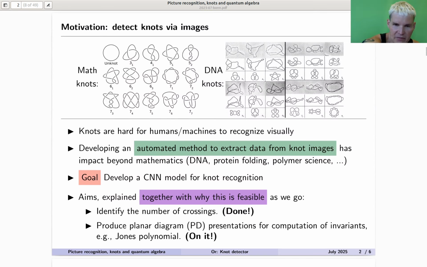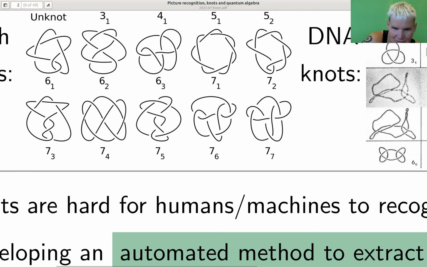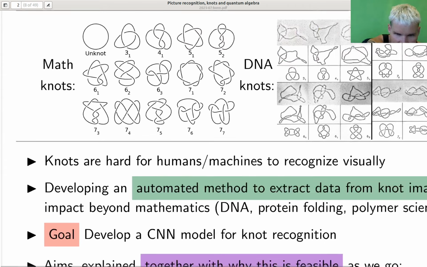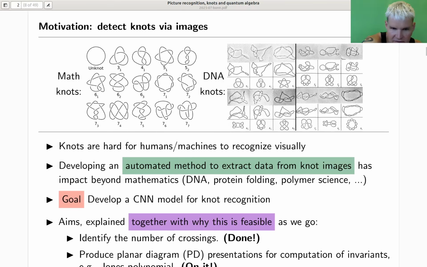So here, my motivation on one slide. Here are the mass knots. Let's zoom into the mass knots. And I mean, they look very similar. Look, it's 7-3 and 7-5. Or 7-6 and 7-7. 7-1 and 7-2 are almost the same. They look very, very similar. Right? That's kind of difficult, very different from faces. So how would it even work?